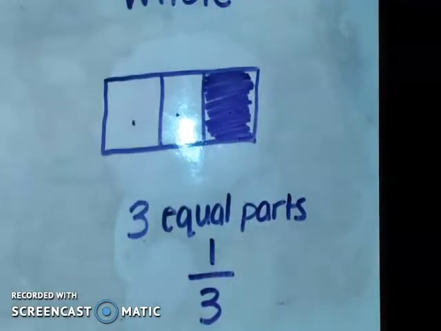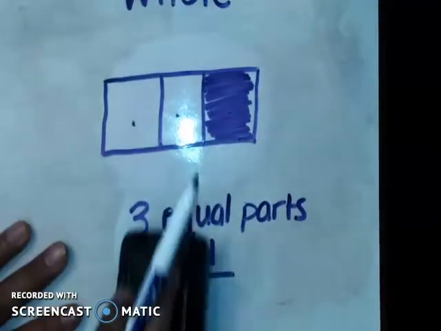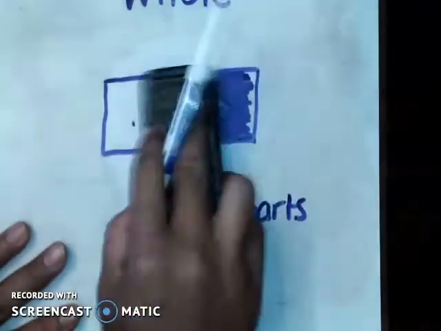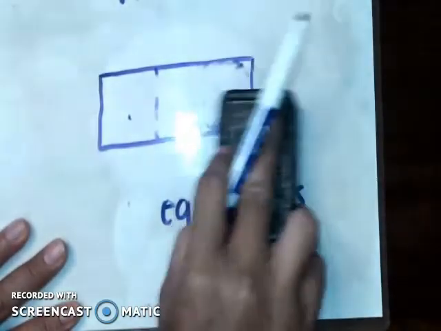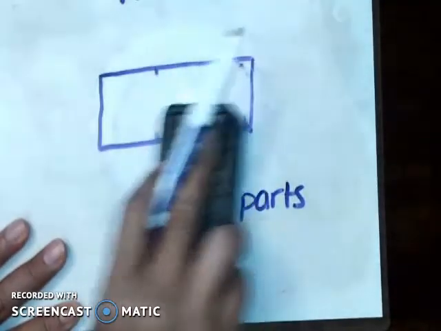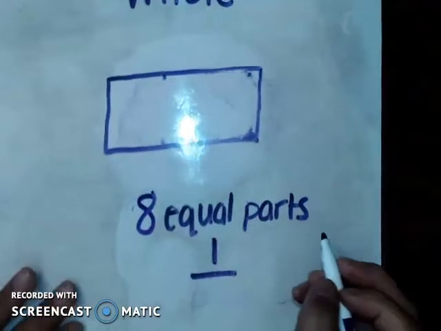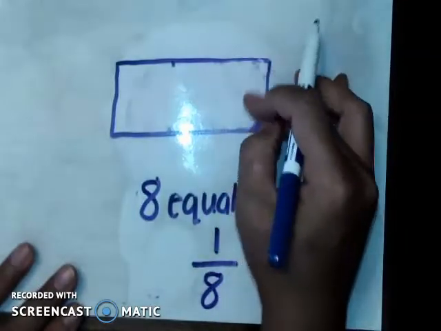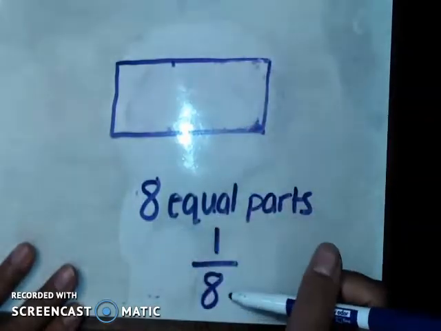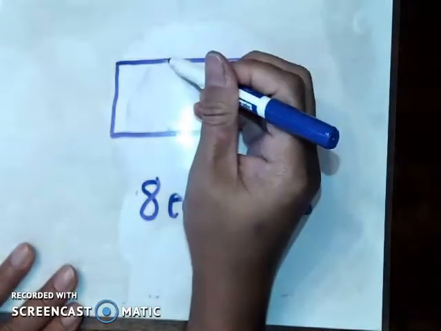1/3. Very good. Let's erase our 3 equal parts. We're not going to do 3 equal parts now. I want to do, get ready for it. Ready? I want to do 8 equal parts, which means on the bottom of the fraction goes the number 8, right? See how it all matches? 8 equal parts, 1/8, which means how many pieces or parts will I split this rectangle up into?